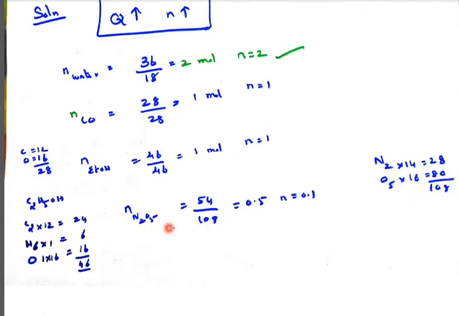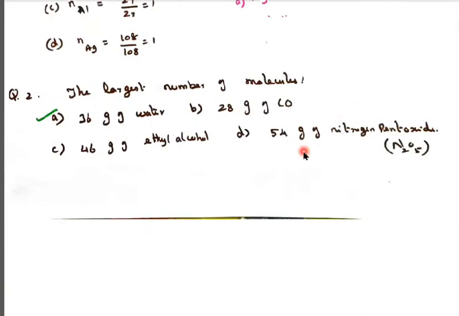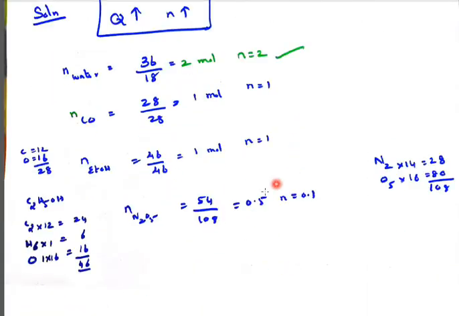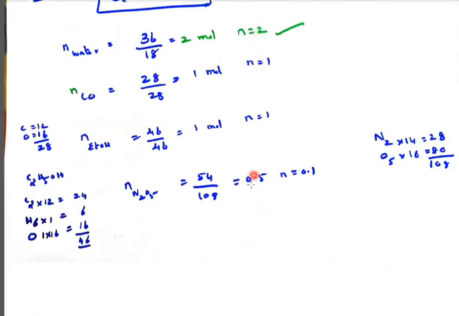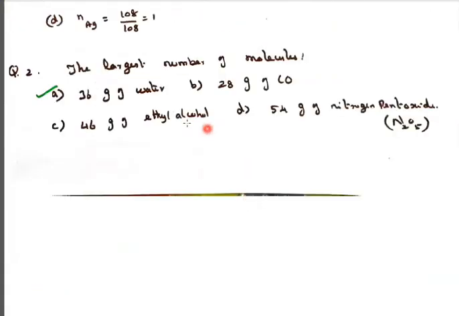So here N2O5, the weight of nitrogen pentoxide is given as 54 grams. Molecular weight of nitrogen pentoxide is 108. So we got 0.5. So n is equal to 2, n is equal to 1, n is equal to 1, that is n is equal to 0.5. So this is the way to get it.